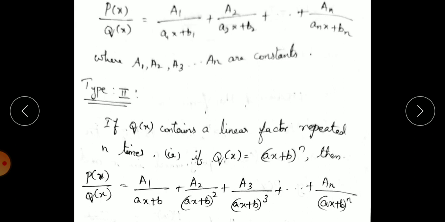Next we can see type 2, that is if q of x contains a linear repeated factor, the factor should be linear and repeated. If it is repeated in the proper fraction, then it has to be written as q of x equal to (ax plus b) the whole power n. So p of x by q of x can be written as A1 by (ax plus b) plus A2 by (ax plus b) the whole squared and so on.